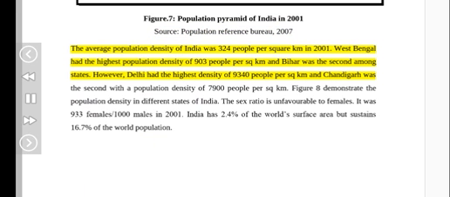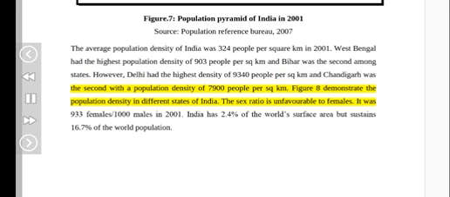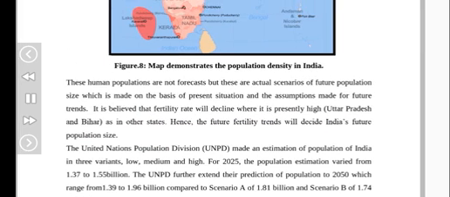The average population density of India was 324 people per square km in 2001. West Bengal had the highest population density of 903 people per square kilometer among states, and Bihar was second. However, Delhi had the highest density of 9,340 people per square kilometer and Chandigarh was second with a population density of 7,900 people per square kilometer. Figure 8 demonstrates the population density in different states of India. The sex ratio is unfavorable to females. It was 933 females to 1,000 males in 2001. India has 2.4% of the world's surface area but sustains 16.7% of the world population. Figure 8. Map demonstrating the population density in India.